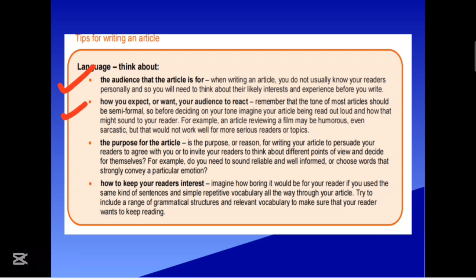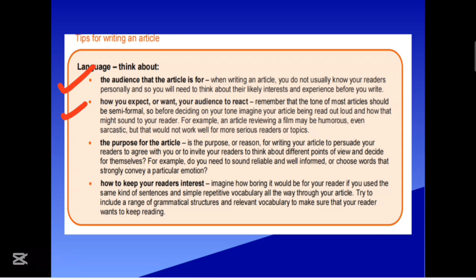Second one is how you expect or want your audience to react. Remember that the tone of most articles should be semi-formal. So before deciding on your tone, imagine your article being read out loud and how that might sound to your reader. For example, an article reviewing a film may be humorous, even sarcastic, but that would not work well for more serious readers or topics. So audience is the most important thing.